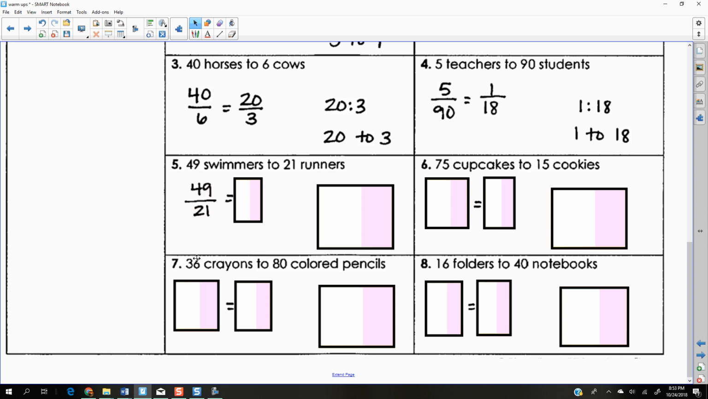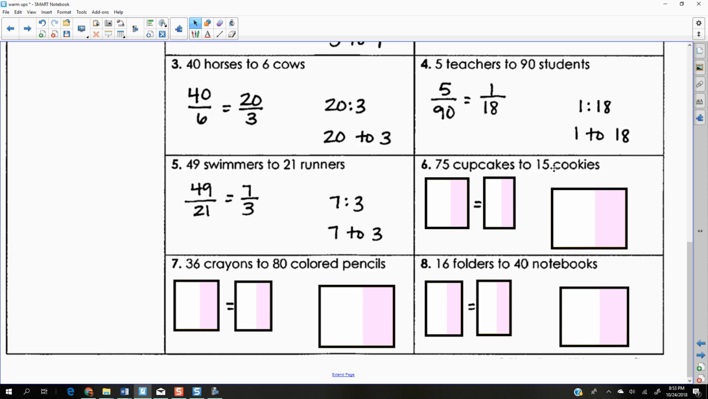49 swimmers to 21 runners. Then we have to reduce that to lowest terms, the simplest form. Let's see, were you able to do it? When I see the number 21, I'm thinking, well, I know that 7 will go into 21, but hey, 7 will divide into 49 too, because I know that 7 times 7 is 49. So let's see if that reduced it to lowest terms. So 49 divided by 7, hey, I was right. 49 divided by 7 is 7. 21 divided by 7 is 3. So there were 7 to 3, 7 swimmers to 3 runners. 7 to 3.